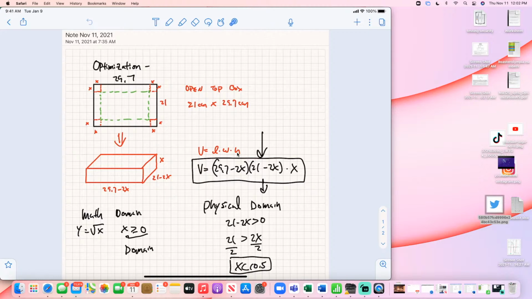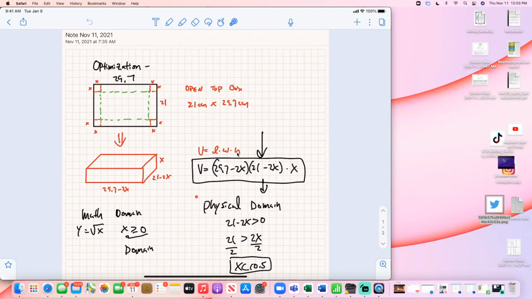Also, when you talk about this part, we're also going to talk about the physical domain. So this is an example of a math domain. You might want to write it down. The math domain is going to be y equals the square root of x. My domain is going to be when x is greater than 0. Math domain is really easy to grasp because x cannot be negative, so therefore x is greater than 0. When x is negative, you cannot take the square root of a negative number. That's called a math domain.